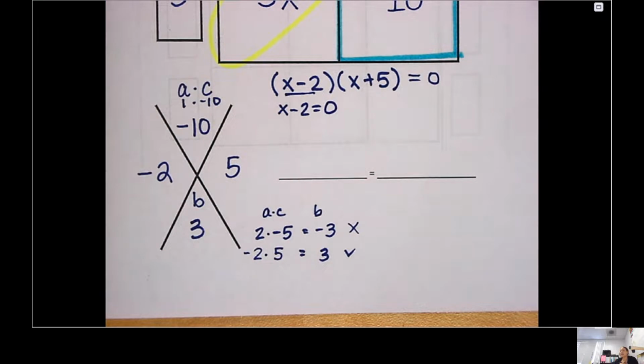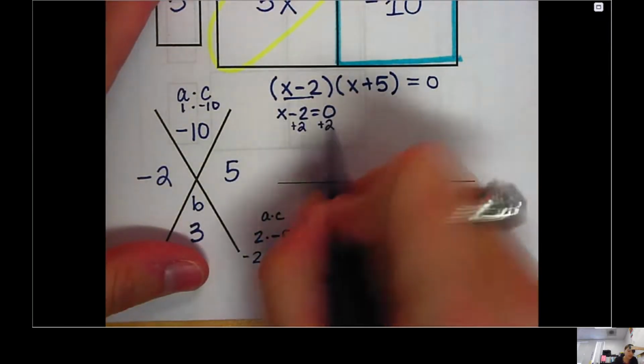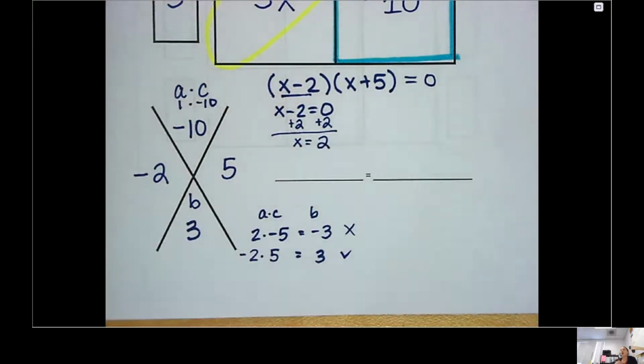And it's a one-step algebra problem. What do I need to do to get the x by itself? Move the 2 by doing what? Adding the 2. You get x equals positive 2. So one of your solutions is positive 2. So if we were to graph it, it would cross at positive 2 on the x-axis. That's one of your solutions.